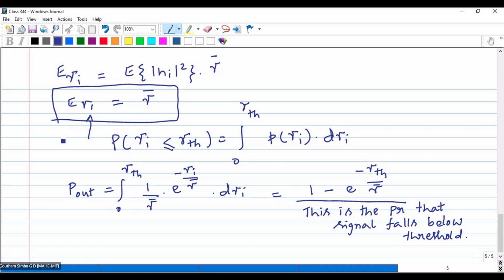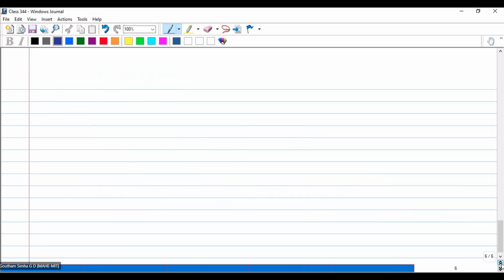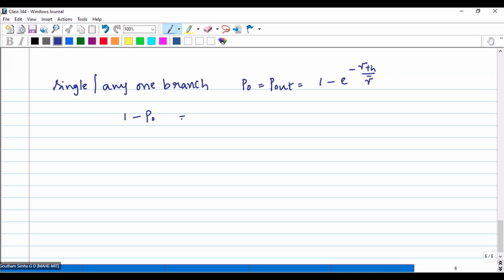For any one branch, if you want to calculate, for a single branch, if you want to follow what is happening now, that P out, outage probability, is 1 minus e to the power of minus gamma threshold divided by gamma bar, and this is 1 minus P naught is equal to e to the power of minus gamma TH. Just a small modification, that's all. You bring it down to the left side and take the log. That's all.